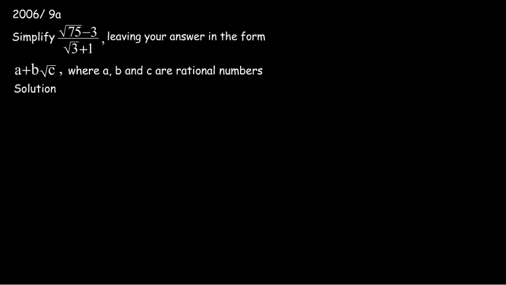We have another question from 2006 that states: simplify (√75 − 3)/(√3 + 1), leaving your answer in the form a + b√c, where a, b, c are rational numbers. Now our very first step is to rationalize our surd by multiplying the numerator and the denominator by √3 − 1.